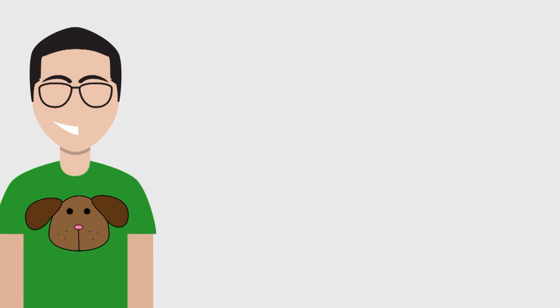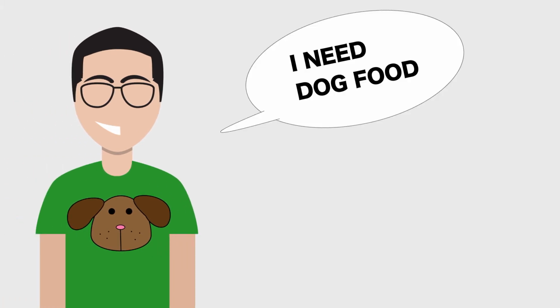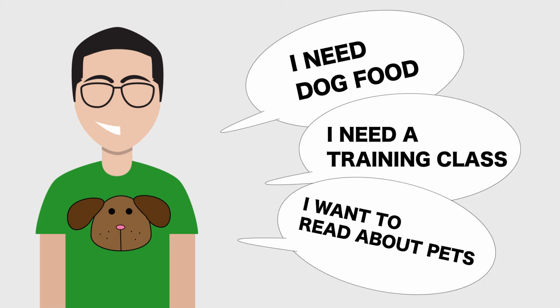Take Paul the pet owner, for example. Some of his wants and needs could be, I need to buy dog food to feed my dog and keep her healthy. I want to find an obedience class so I can teach my dog basic commands. I want to read an article about properly taking care of my pet so I can better myself as a pet owner.